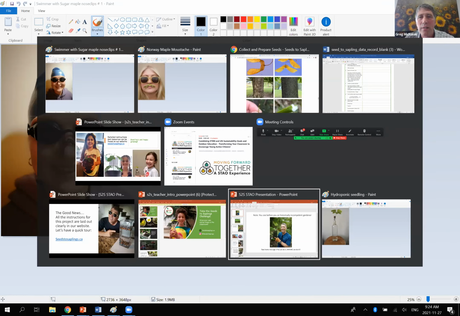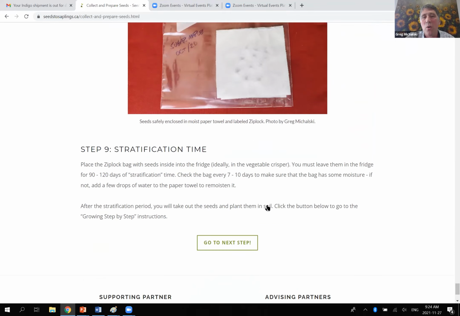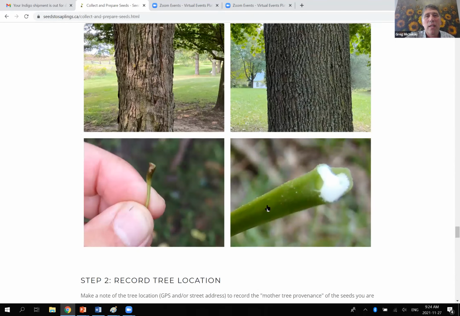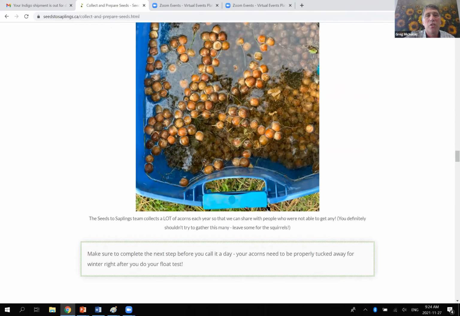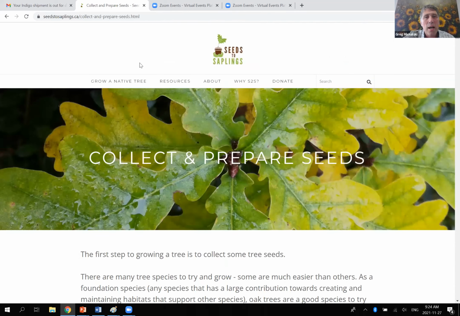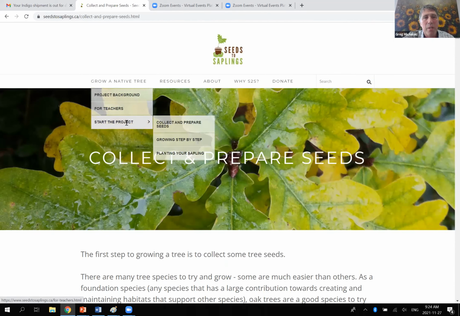There we go. And anyhow, it shows how to prepare the sugar maples. That's even easier than the oaks. So both are here with videos embedded. So very easy to collect and prepare the seeds. Let me then go quickly to, where are we? Sorry, I'm zipping through. The next important step is the growing part.